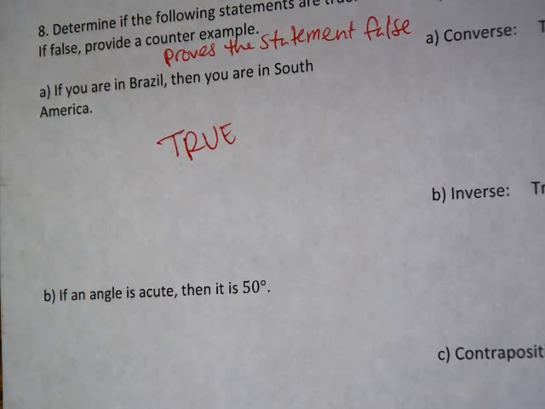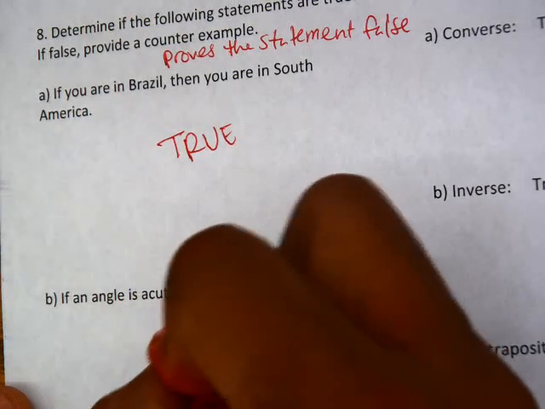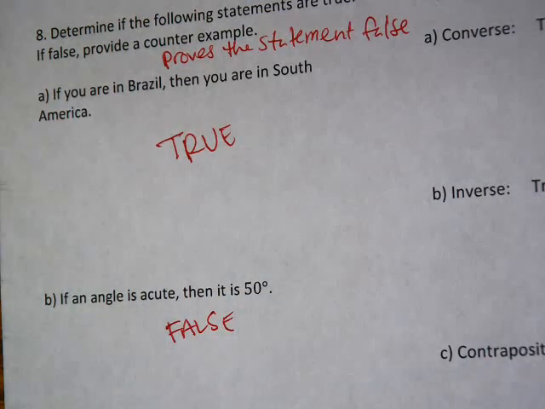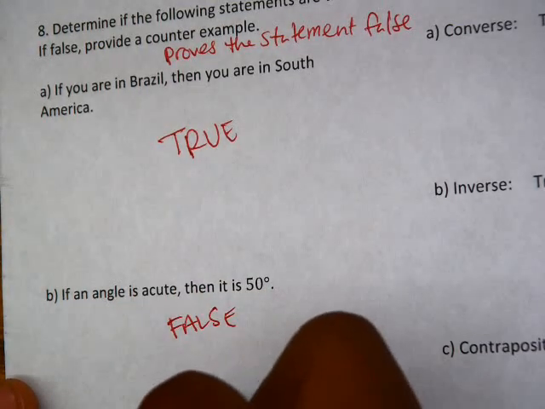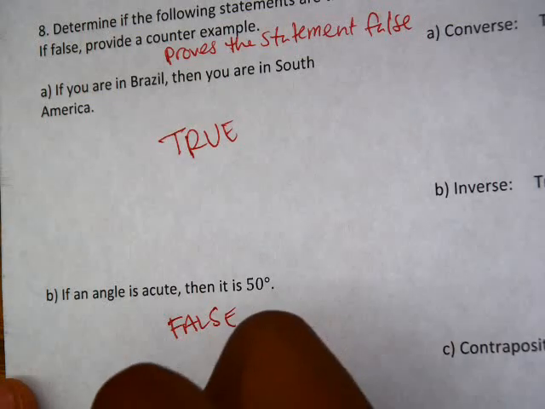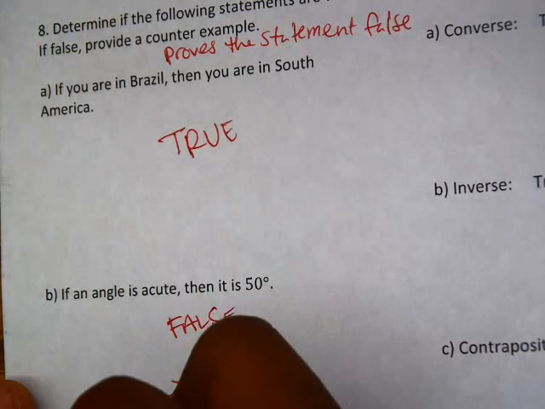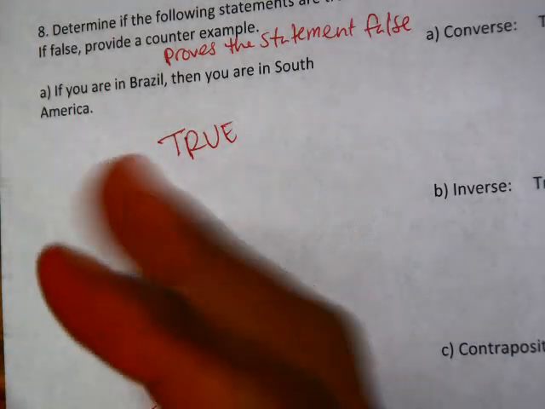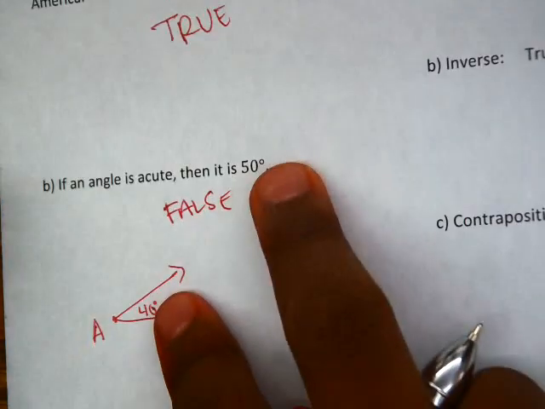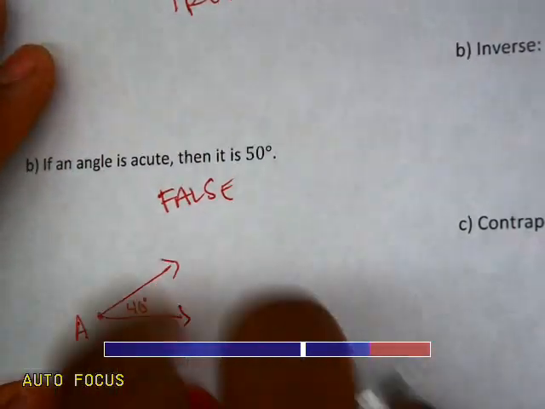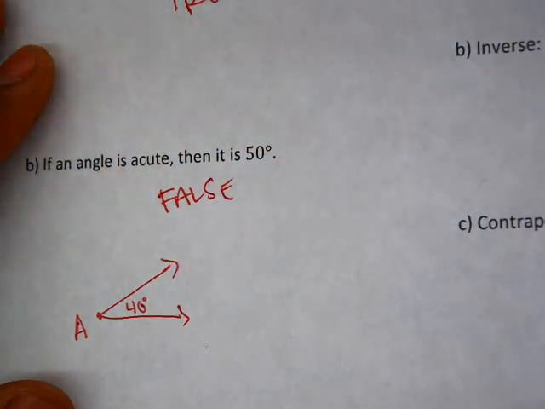Part B is this: if an angle is acute, then it is 50 degrees. That's definitely not true. This is false. If you are acute, you do not have to be exactly equal to 50 degrees. So a counterexample would be any example of an acute angle that's not 50 degrees. So here's an acute angle. Call that angle A, and let's just pretend that it is 40 degrees. So it's definitely not 50. So this is a counterexample. It's an example that will prove that situation false.